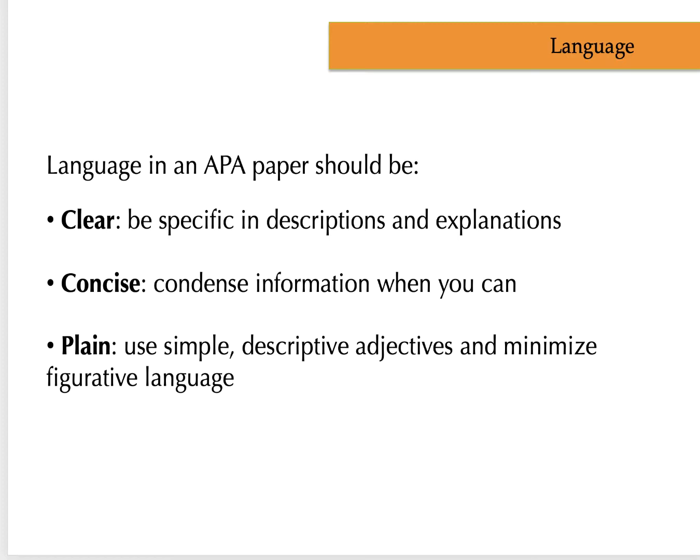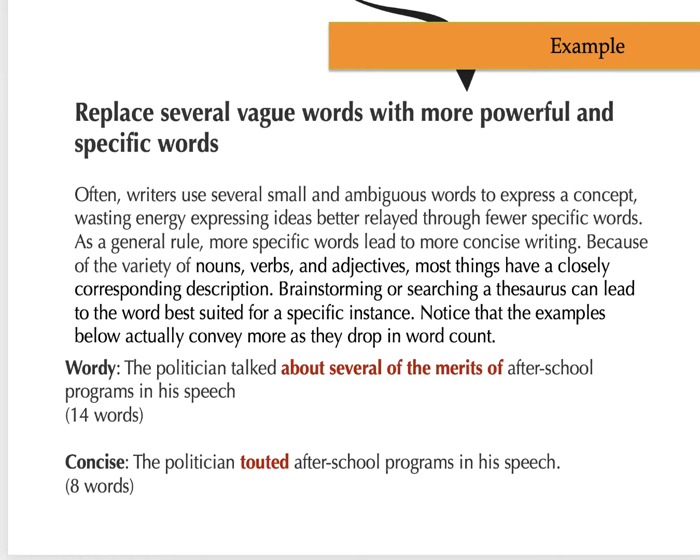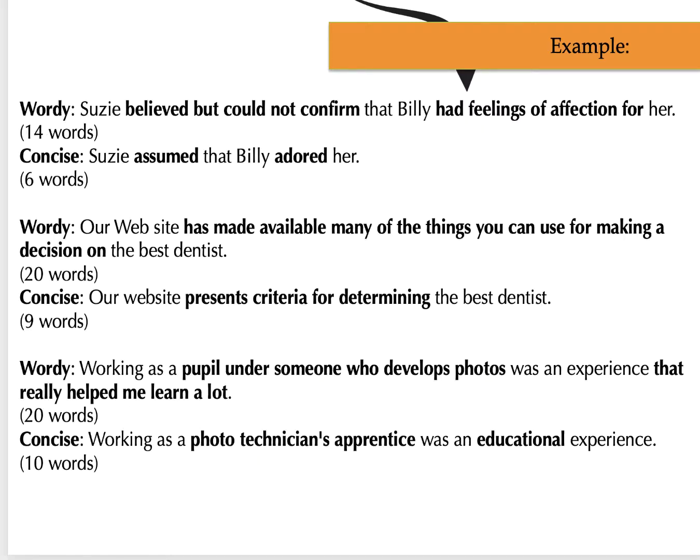So let's replace several vague words with more powerful and specific words. So yeah, we don't want to be too wordy. So let's look at the example. The politician talked about several of the merits of after-school programs in his speech. And that's 14 words. So talked about several of the merits of, and they've just replaced it with the word touted as an example. So you can cut things down fairly substantially. Let's look at some more examples.